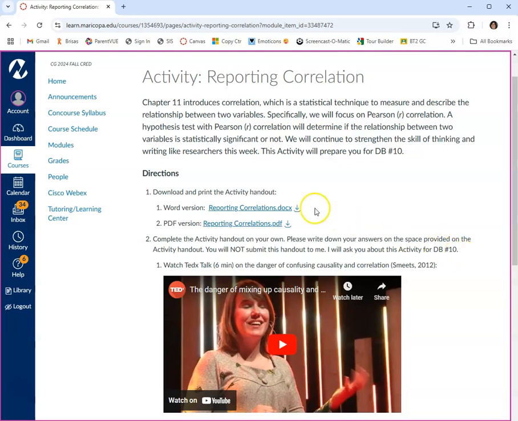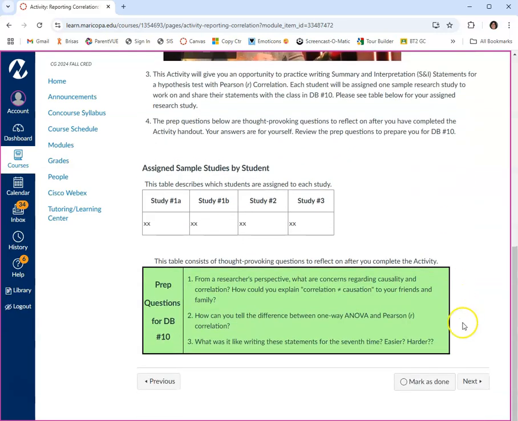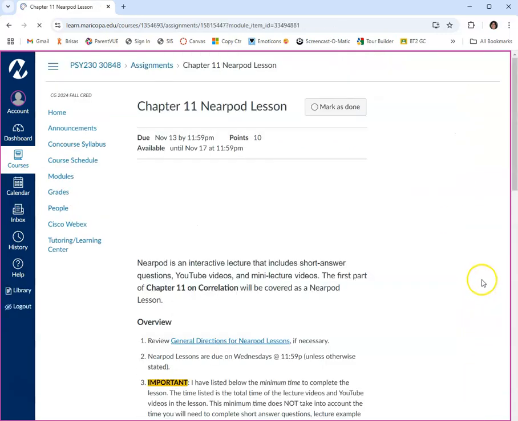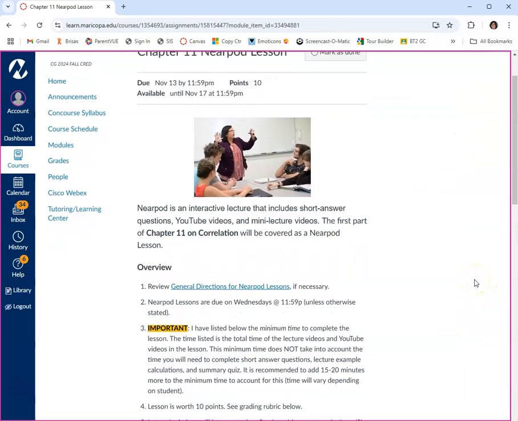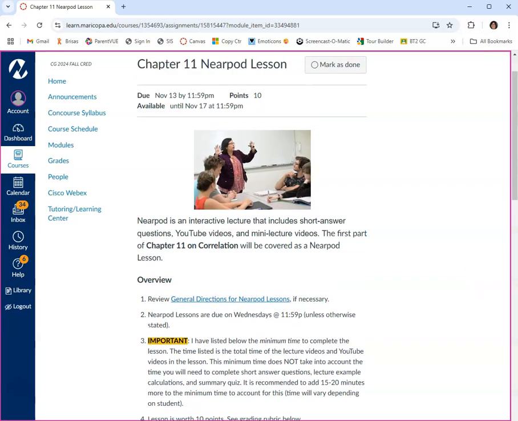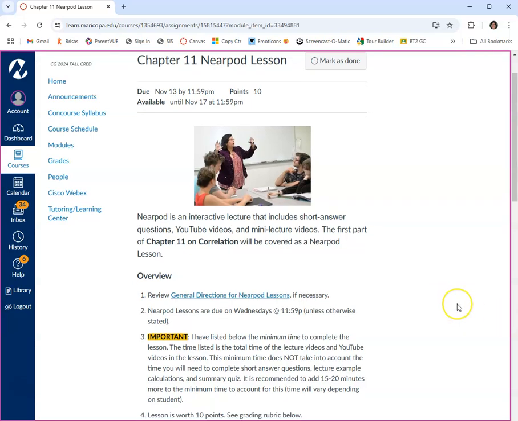The activity handout is available in your course packet. You will complete the activity handout on your own by writing the answers in the space provided on the activity handout. Well, let's go to our assignments for this week. The first assignment is the Nearpod lesson. This lesson will introduce how to calculate a Pearson R correlation, as well as how to write summaries and interpretation statements.